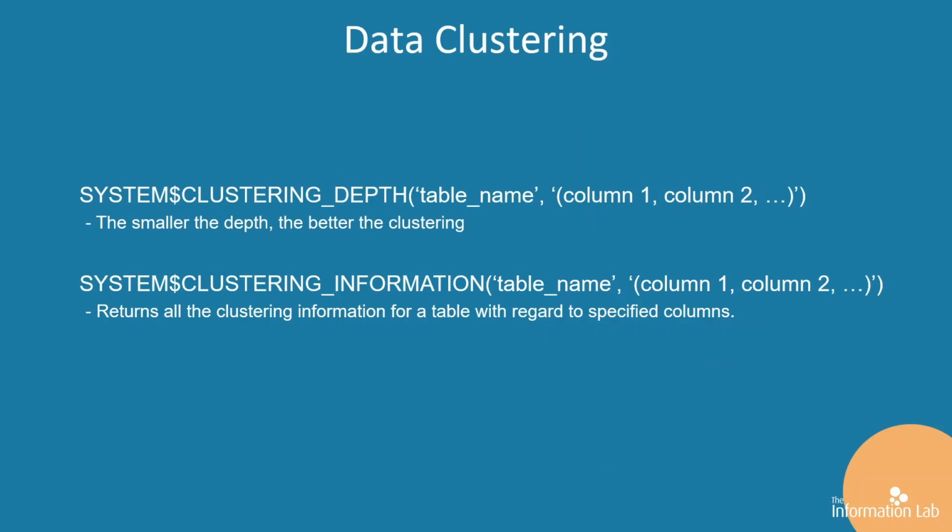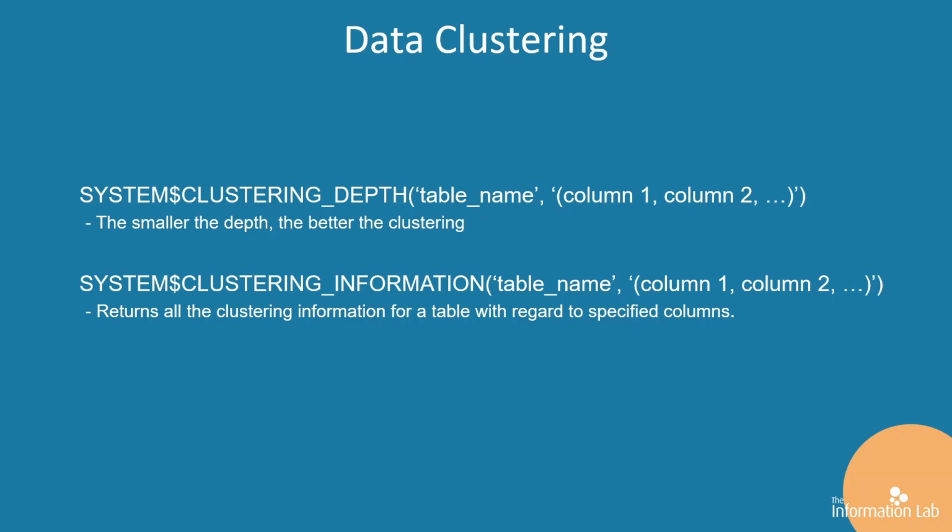So you can actually learn about how well your table is clustered into different micro-partitions because Snowflake has the following functions. The first is system clustering depth, and this computes the average depth of the table according to some columns that you specify. So the result of this function just produces one number. And the smaller this average depth, the better clustered your table is with regard to those specified columns.